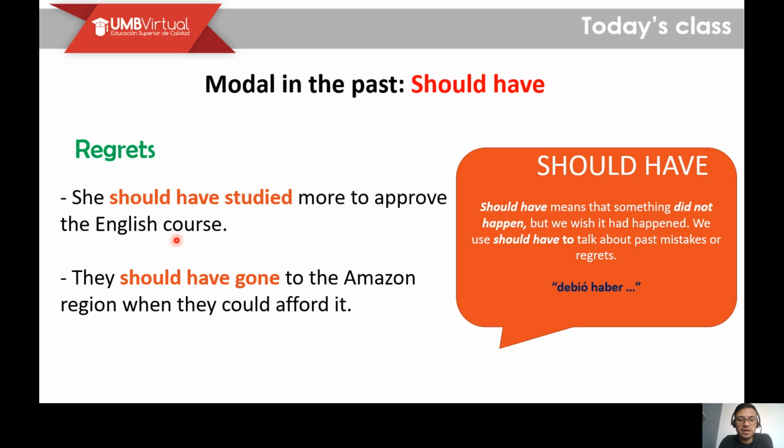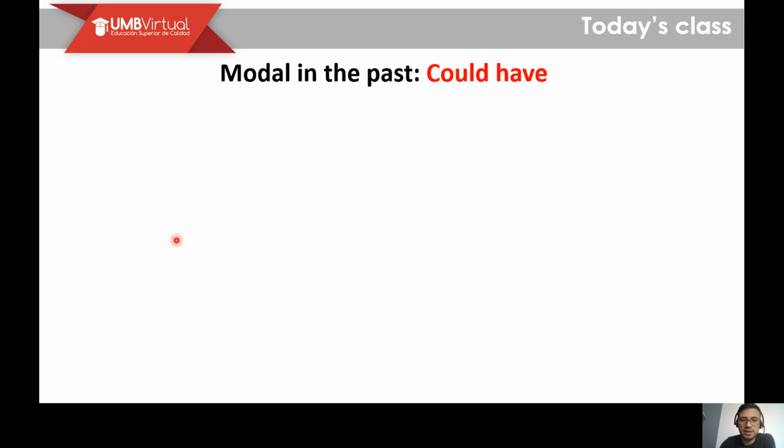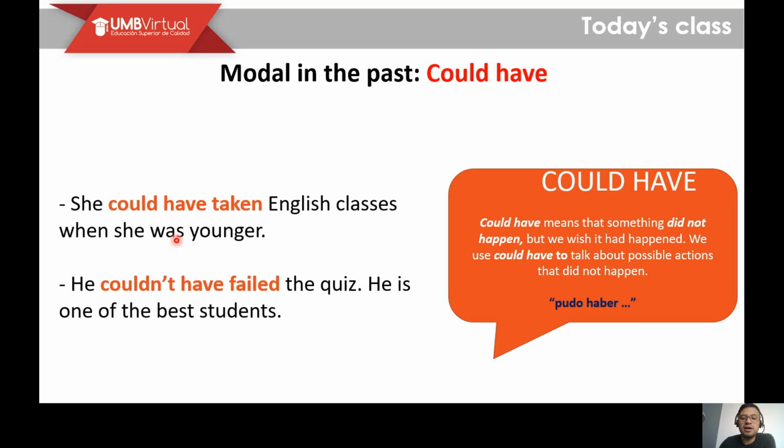They should have gone to the Amazon region when they could afford it. Now they're not able to afford it, so they cannot go. We also have could have. Could have is a structure that means that something did not happen. We wish it had happened, but we use it to talk about possible actions that did not happen.